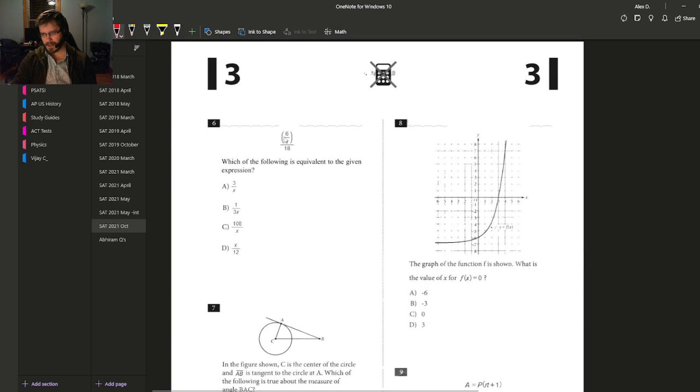Fraction over a number, equivalent of course. So dividing a fraction by anything is the same thing as multiplying by its reciprocal, and you can reduce those things to 1 and 3, so this is the same thing as 1 over 3x.